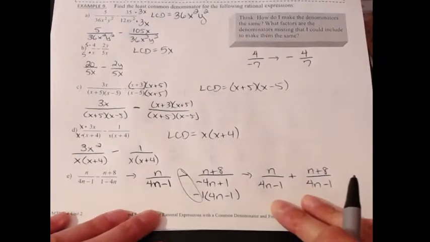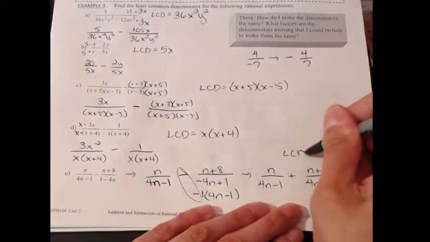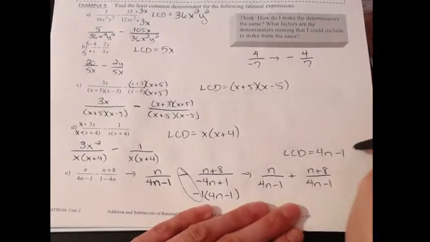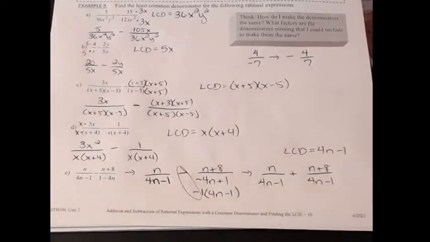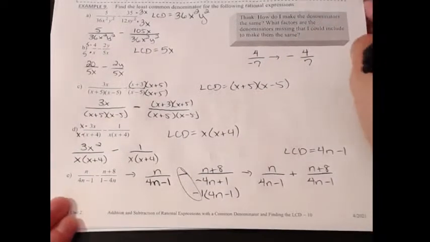Our denominators are the same, so we won't have to multiply by anything. We don't have to introduce a missing factor because my LCD is 4n minus 1. All we had to do was manipulate what we were given so that it's in descending order. We factor out that leading negative, and then of course we clean up our signs. Always clean up our signs. Good, let's turn the page and keep looking at some more problems.